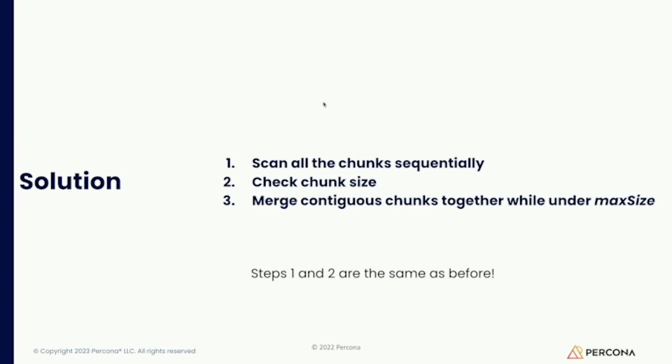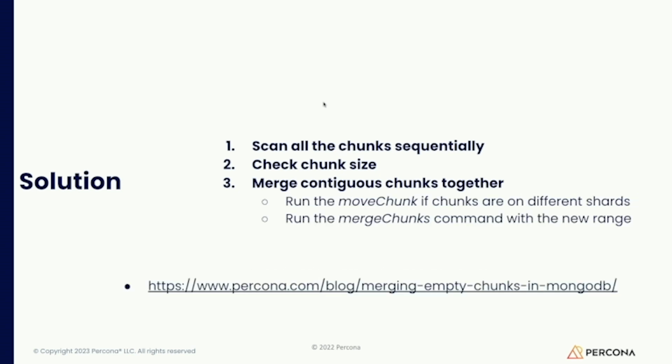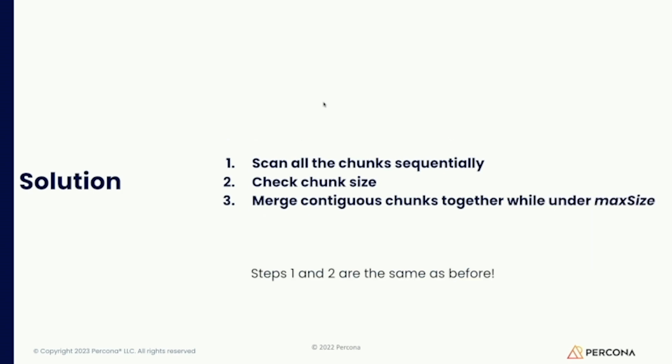The solution for this, the first part is similar to the previous problem. We have to scan through all of the chunks again sequentially and check the sizes. But in this case, instead of splitting, we want to do the opposite, right? We want to merge the chunks together so that while they are under the max configured size, we have as few chunks as possible, let's say. I think you're only going to merge with the combining sides. Yes, we have to take that into account.